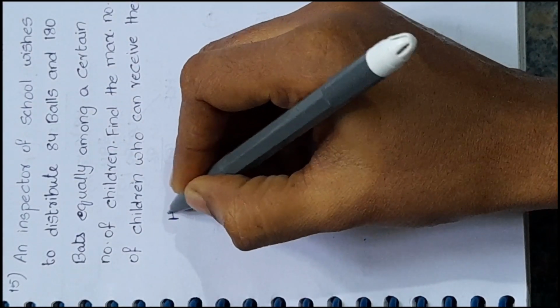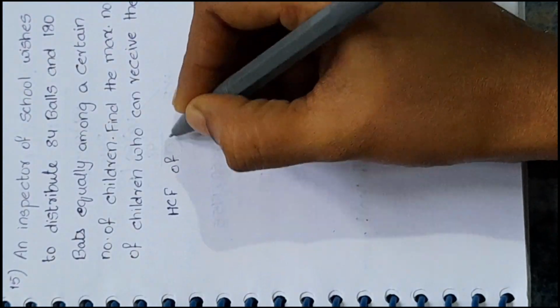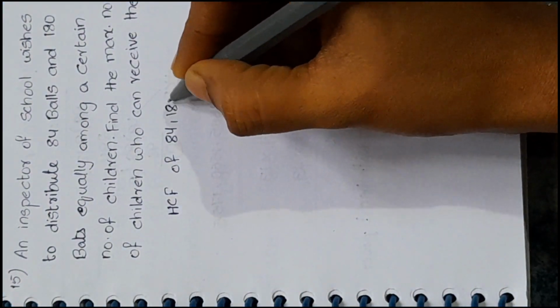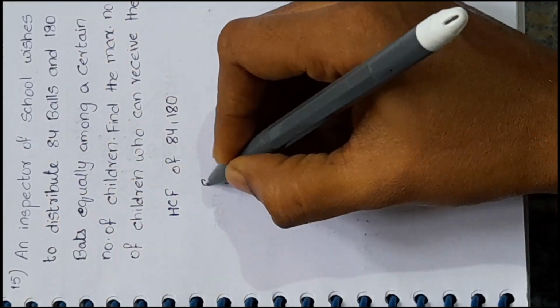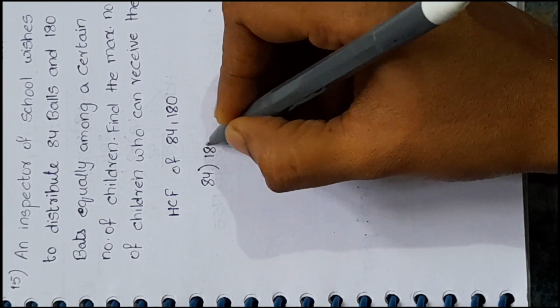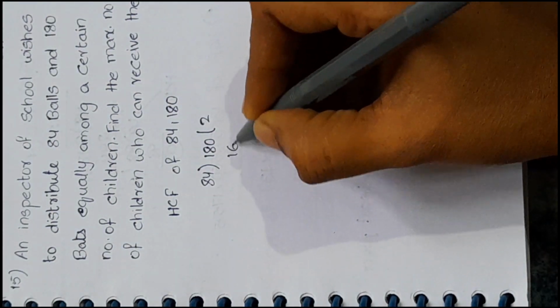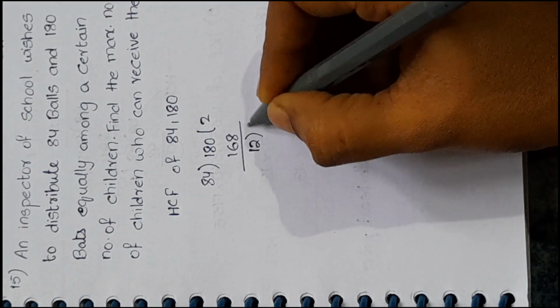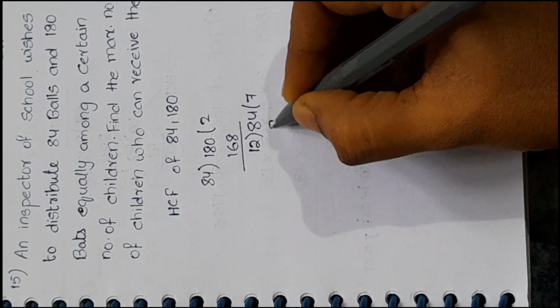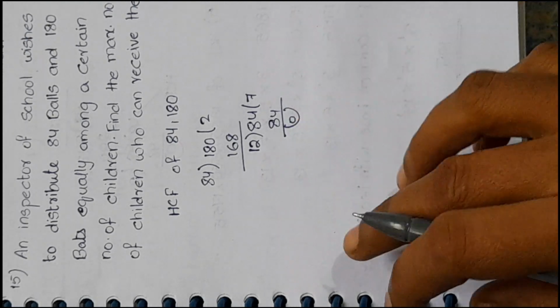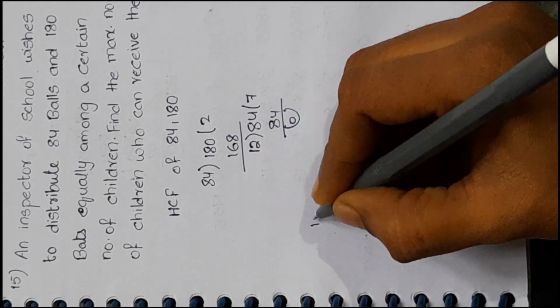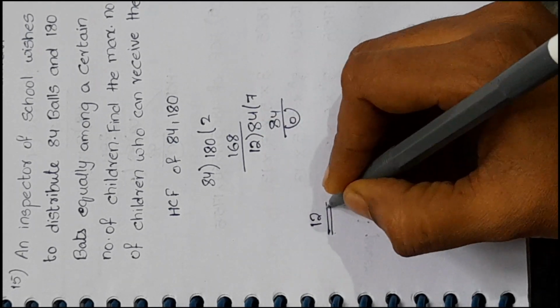So, HCF of 84 and 180. 84, 180. 2 times is 168. 12 is the remainder. 84, 7s are 84. So the maximum number of children who can receive them is 12. The HCF of 84 and 180 is 12.